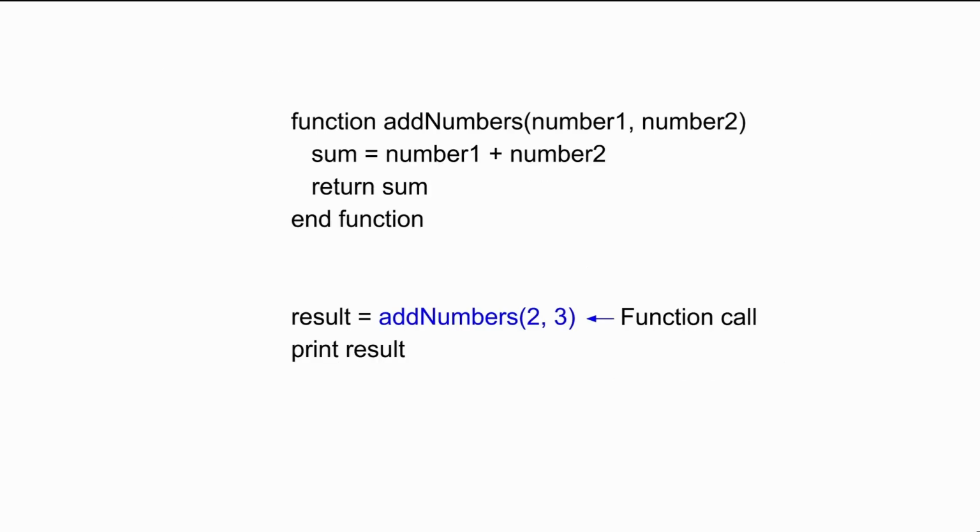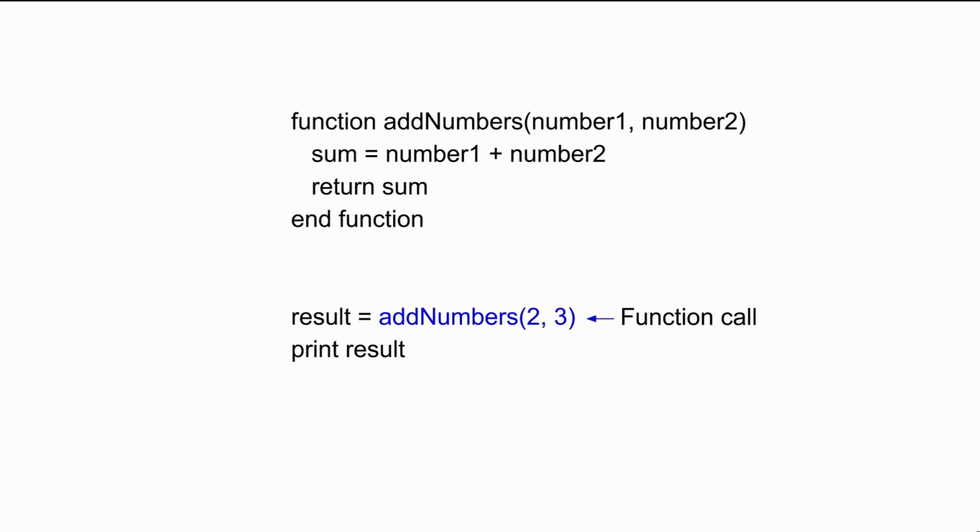Now let's see how we can use a function in our code. We are going to take the add numbers function and use it to print the result of adding two numbers. First, we create a variable in our code called result and assign the output of add numbers to it. We do this by calling the function. To call the function and execute the code inside, we need to use its name.